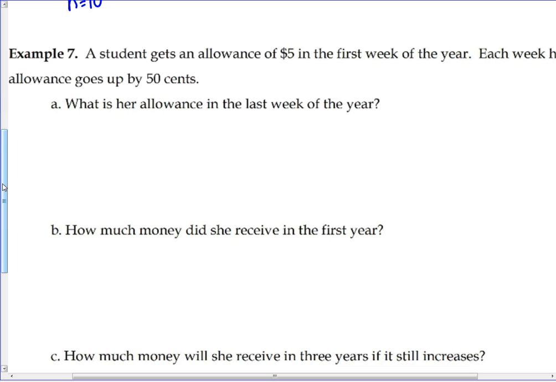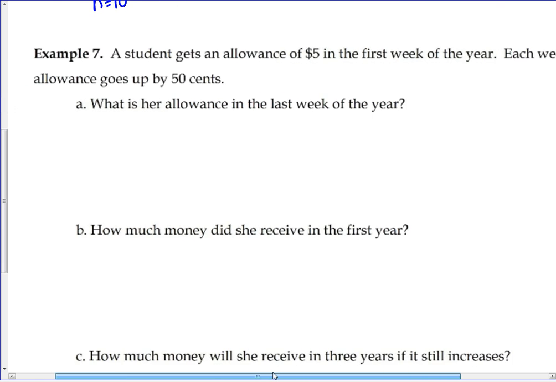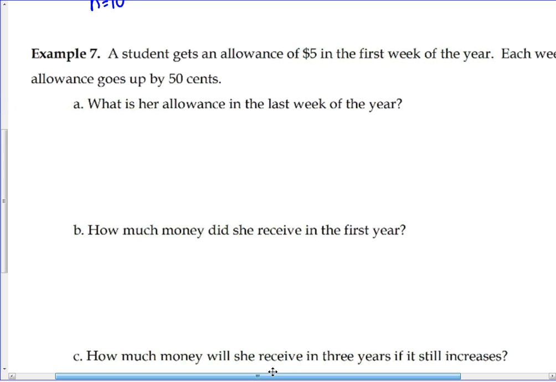She gets an allowance of $5 in the first week of the year. Each week, her allowance goes up by 50 cents. All right, so when I see a word problem like this, what you want to do is generate a sequence. Actually make the sequence. Don't try and jump into the formula. Make some terms, because you don't want to make the assumption like you did. Remember yesterday when you thought, oh, the multiples of 3? In your head, you think, multiplying by 3, so I must be geometric, but it was actually arithmetic. So generate those terms. First term is what?